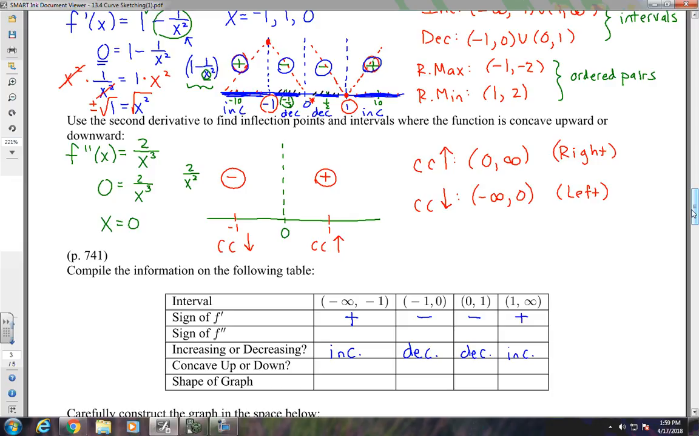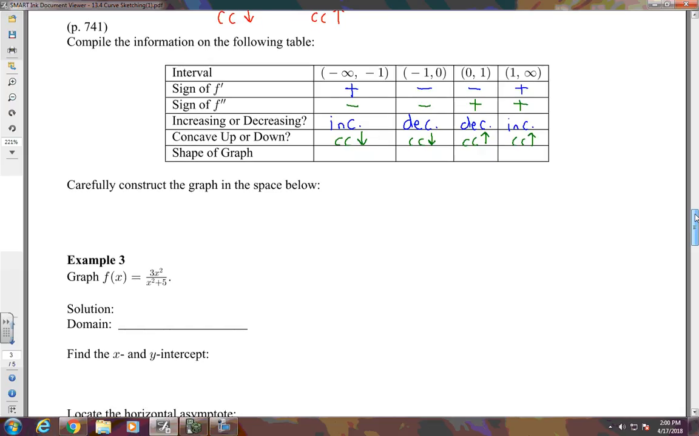From negative infinity to negative 1, and then again from negative 1 to 0, the sign of our second derivative was negative. This means the shape of the graph is concave down. From 0 to 1 and 1 to infinity, the sign of our second derivative was positive. That means the curve is concave up. So we've got a good variety of combinations to discover here.